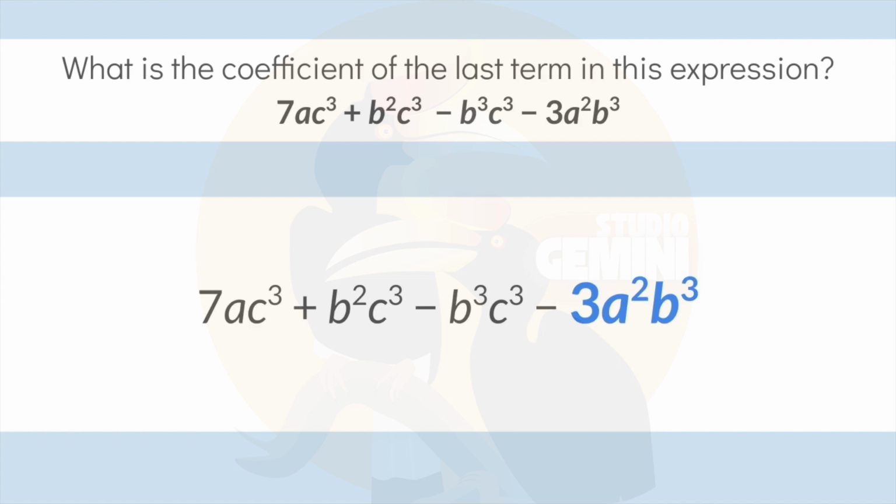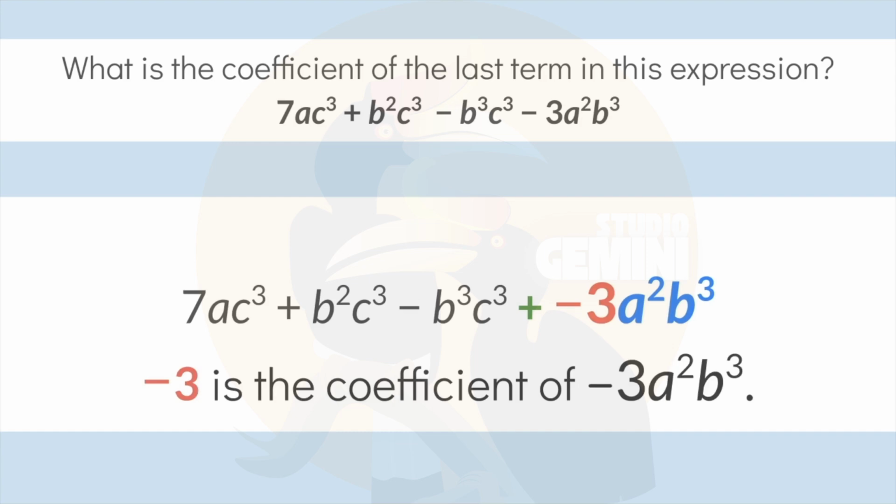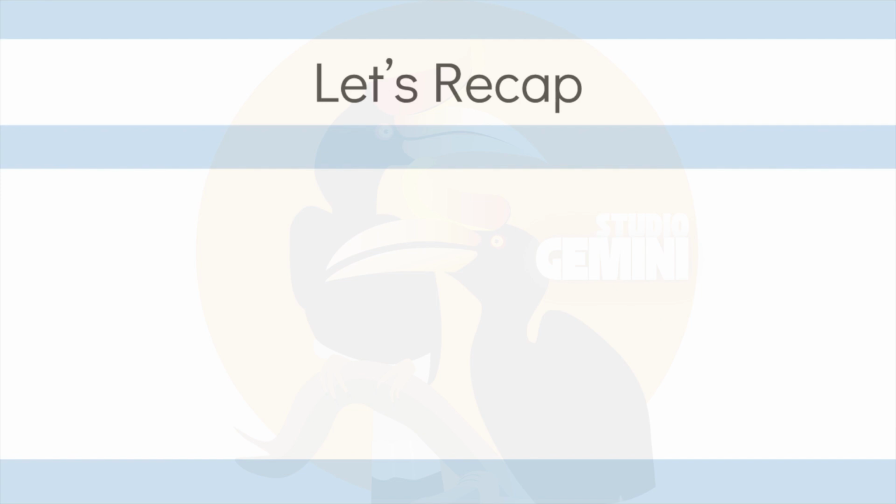Now we need to think about subtracting a term as the same as adding the opposite of a term. So, subtracting 3a squared b cubed is the same as adding negative 3a squared b cubed. When we think about it like this, we can see that the coefficient here is negative 3. When identifying coefficients, it is important to always check if you are adding or subtracting to make sure that you identify the correct sign. Let's recap.